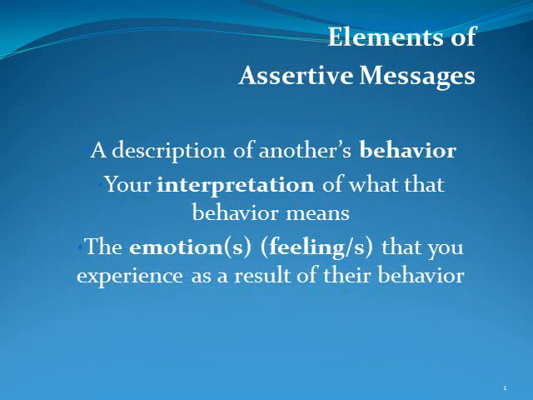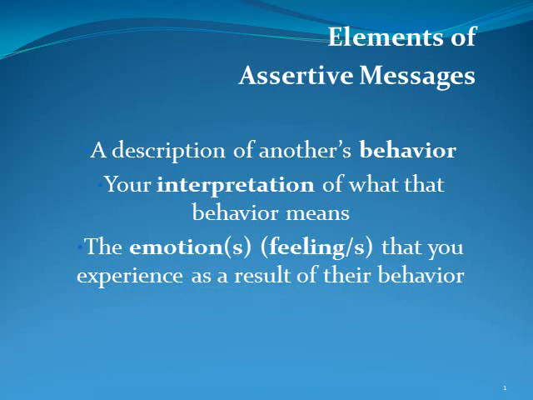That might be second or third. But I'll list them here in the order that they're listed in the textbook, and we'll take a look at a couple samples after a while. The first component here is listed as a description of the other person's behavior. You are focusing on the other person's behavior, something observable. The next step is your interpretation or your perception of what that other person's behavior means to you.